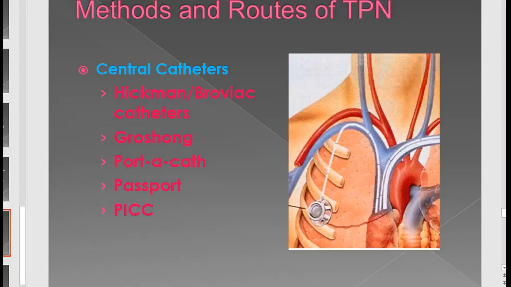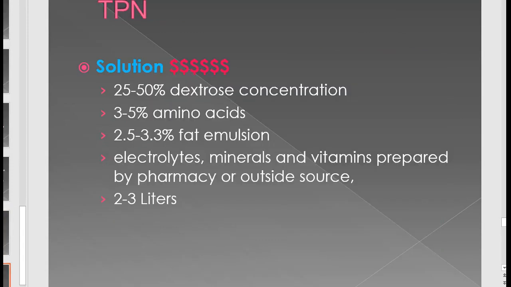Again, just remember that TPN has to be given through a central line, and these are just examples of a central line. TPN is very costly as well because it contains so many different types of electrolytes and medications and minerals and even vitamins. It usually comes anywhere between about a 2 to 3 liter bag.